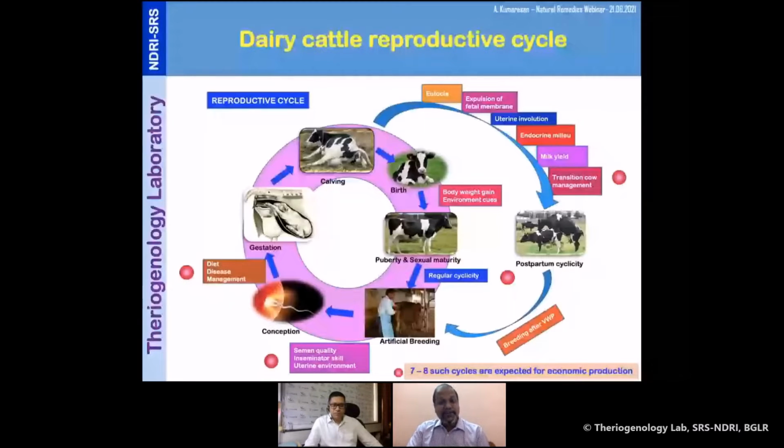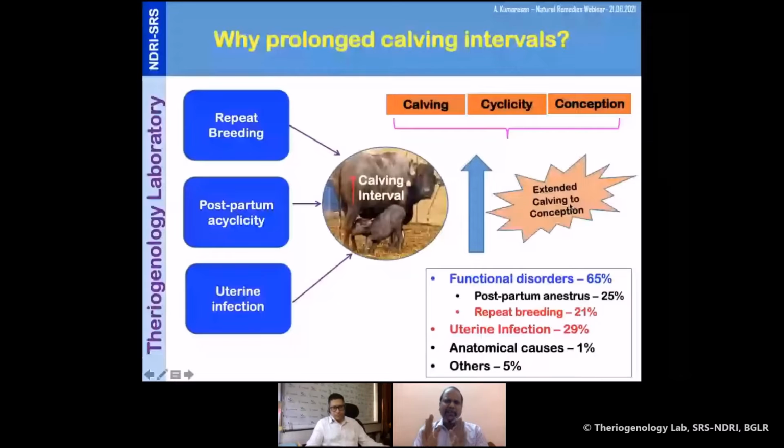So for that reason, we have to understand the intricacies of these 3 problems and bring them into cyclicity. So what are the major factors that contribute to the prolonged or extended calving intervals? We can say this is the period from calving to conception, which we call the calving to conception interval. This has a direct influence on the calving interval.